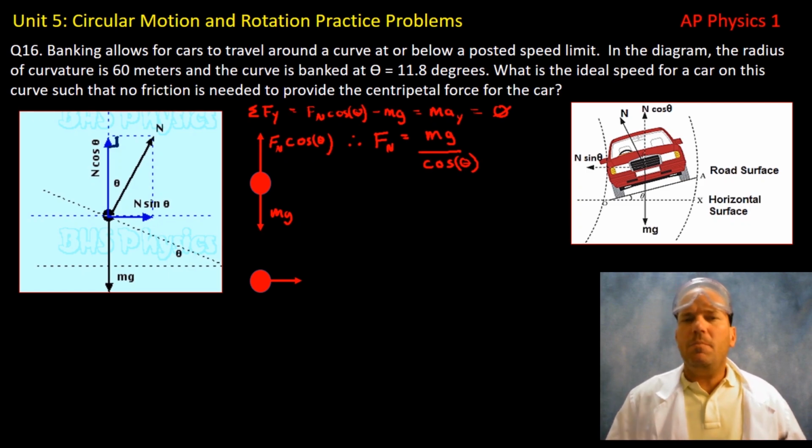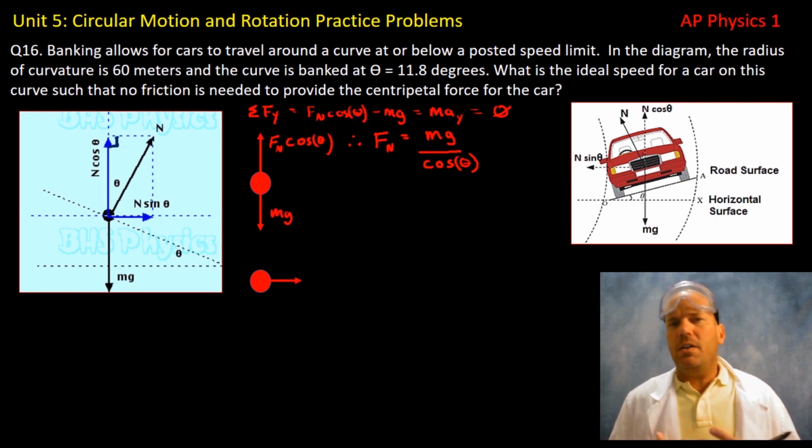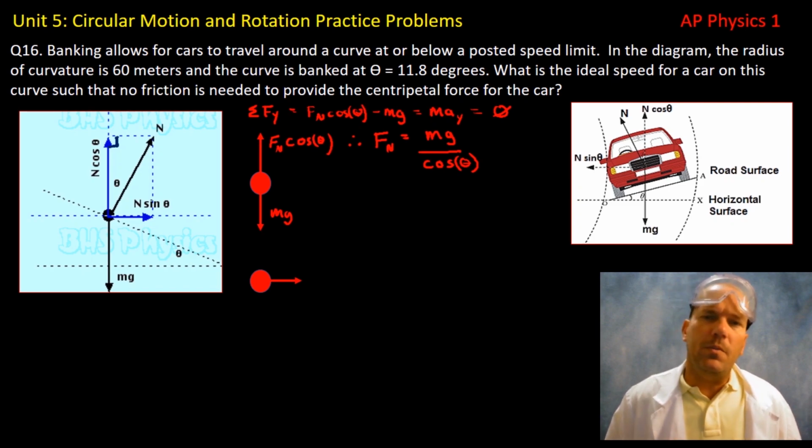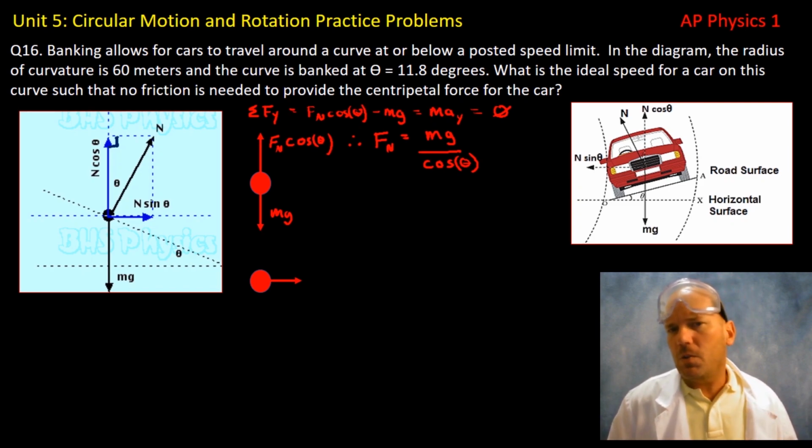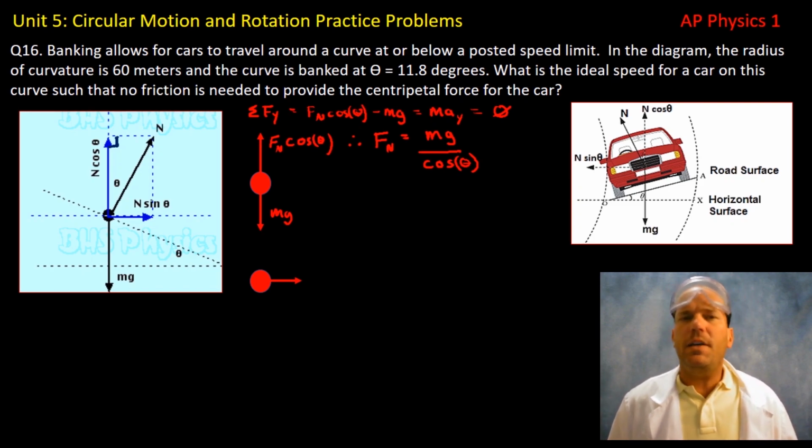And the problem clearly states that there is only one centripetal force, which is a component of force normal, because we're talking about this ideal speed in which friction is not needed. Otherwise, as I just explained, there would be force of static friction. There would be a component of that would be inward as well.